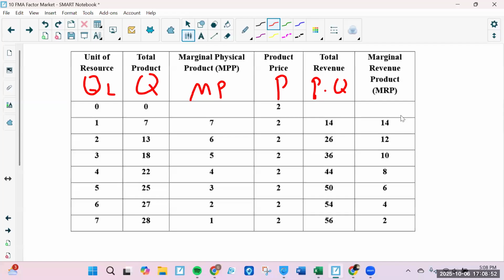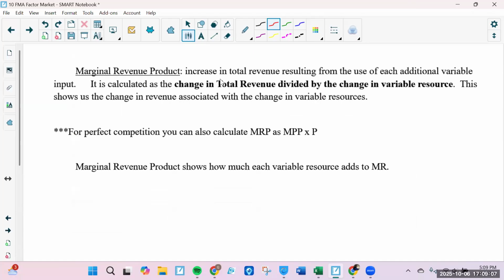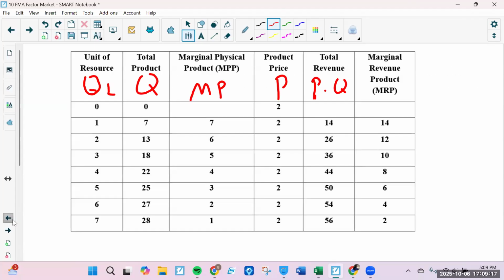This is called the marginal revenue product. Okay, marginal revenue product, as we're going to see, I'm going to come back to this chart in just a minute. The marginal revenue product is the change in total revenue that's brought about from adding another unit of variable input. Okay, so let me go back to the chart here. This 14 is just how much more money shows up in the cash register, the change in total revenue brought about from hiring this first worker.